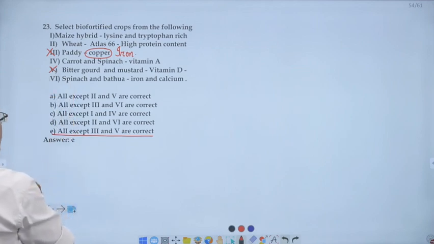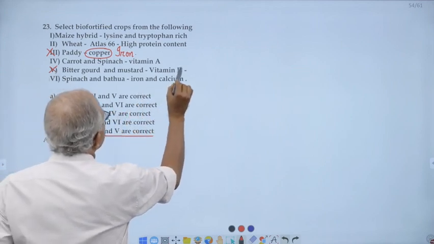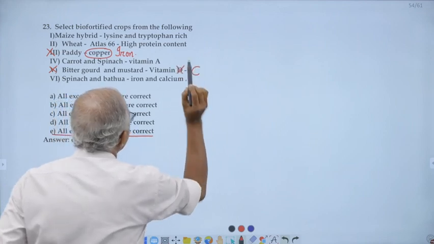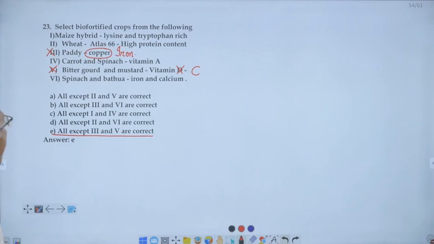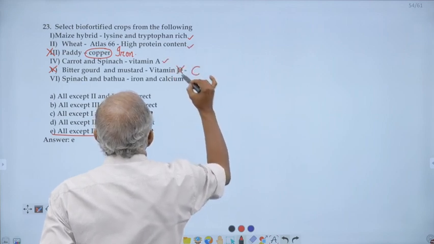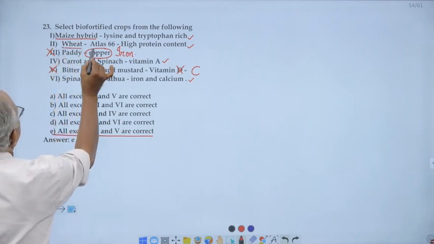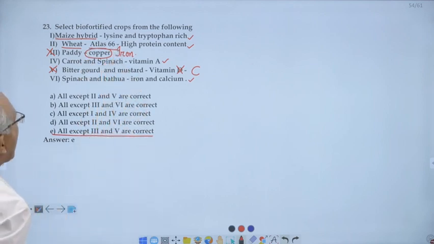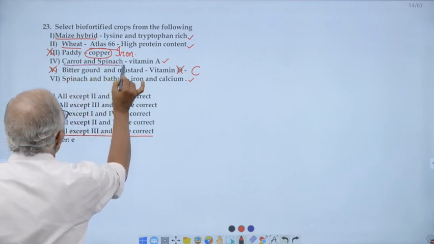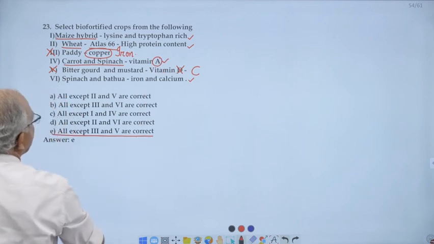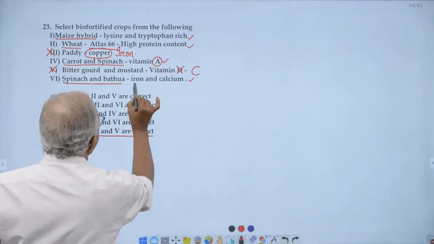Why can we not accept 5? Bitter gourd and mustard are biofortified for vitamin C. All others can be accepted. Maize hybrid is a biofortified variety of maize, rich in lysine and tryptophan. Wheat, the variety name is Atlas 66, contains high protein. Carrot and spinach contain vitamin A. Spinach and bathua contain iron and calcium.